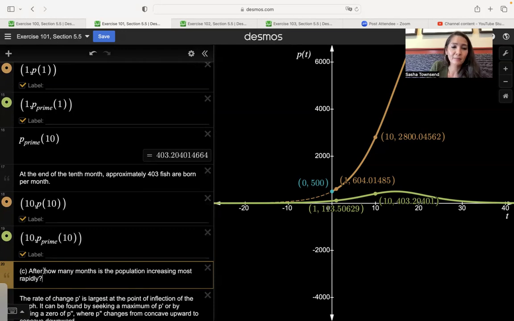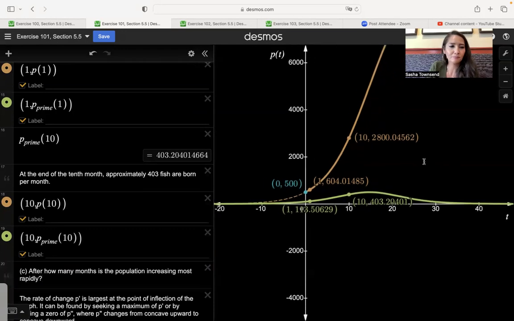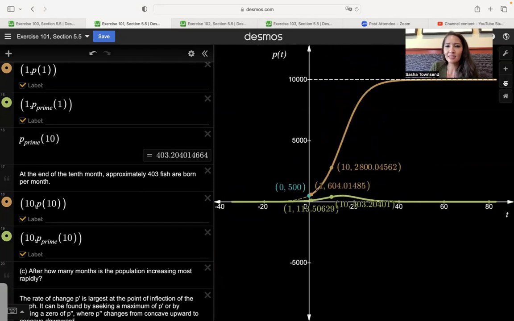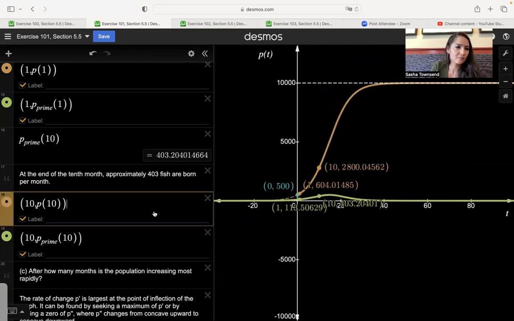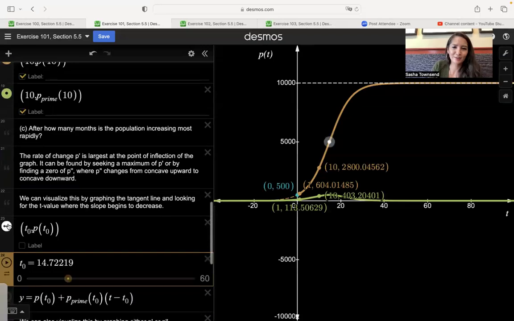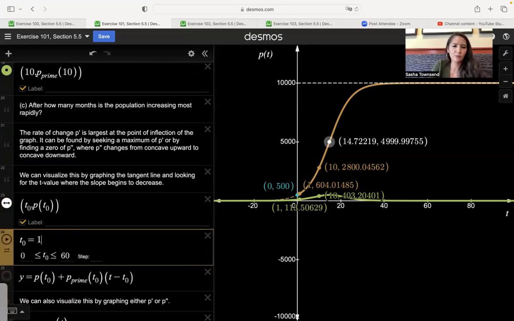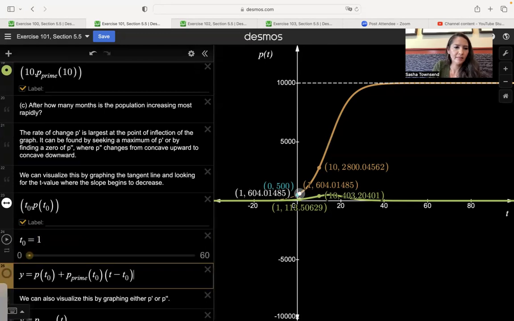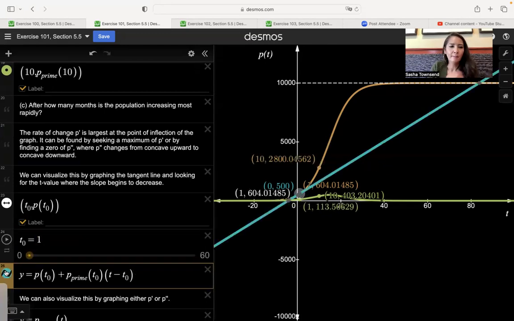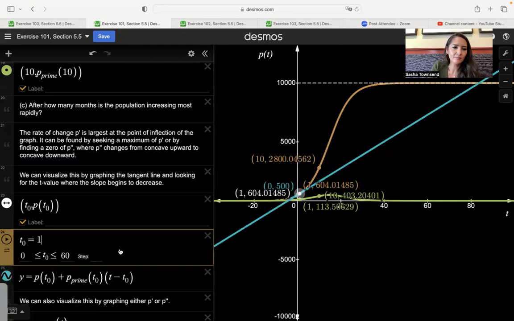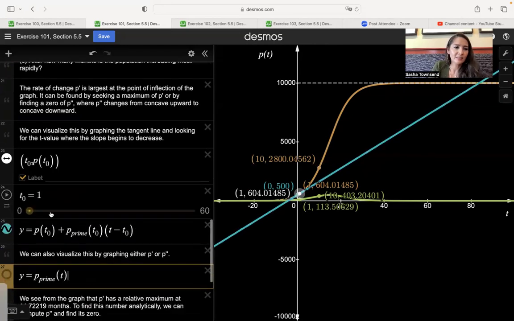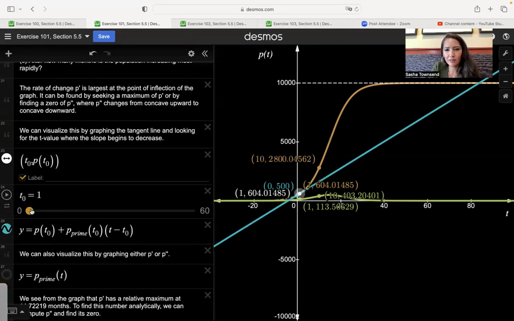Part C says, after how many months is the population increasing most rapidly? Well, one way that we can explore that is to just look at the tangent line. I like to graph tangent lines, you know I do. So there is just a point on the curve. Let's start with t equals 1. And then let's graph the tangent line there. Now, if we graph this tangent line and let t naught increase, we see that at t naught equals 1, the slope is, what is it?